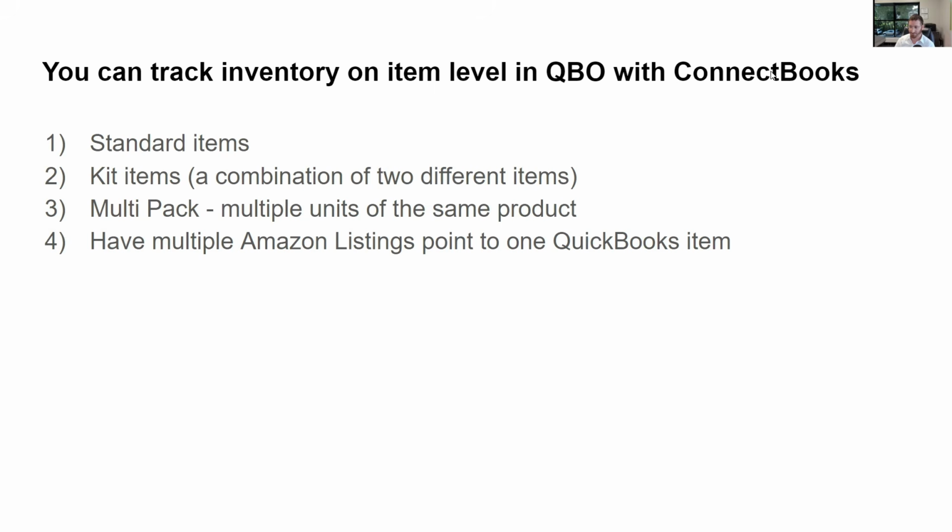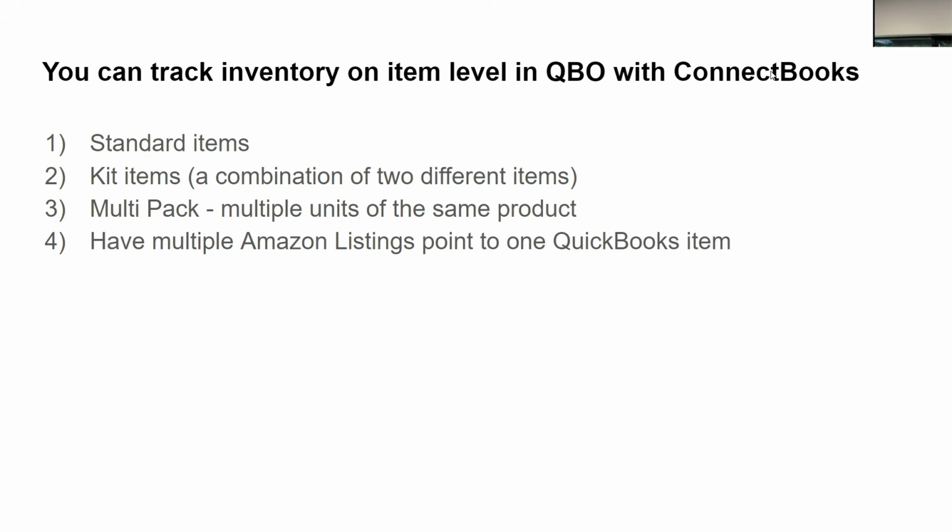And then a kit item would be where, let's say, you sell online a can of Coke along with a can of Sprite. So then you have to deduct 2 separate products from inventory. Now, all of this can be set up in ConnectBooks. Whatever way you're selling your products on Amazon and you want to track inventory on an item level in QBO, it's not a problem as long as you set it up properly with any of the different types. And then you can also have multiple listings.